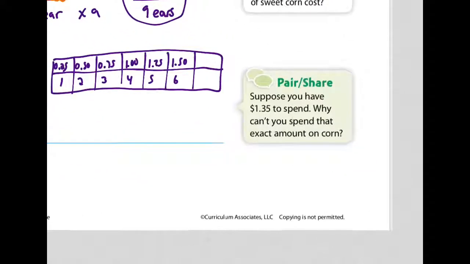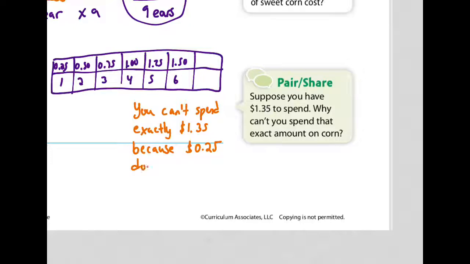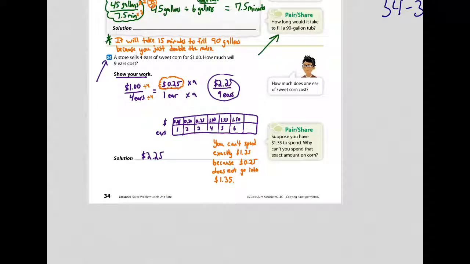So I'm going to write my answer here, and you could write it with me. You can't spend exactly $1.35 because 25 cents does not go into $1.35. Okay, so if you have to pause the video to get your answer, you can do that. So that's my part of the pair share. On the next page, you're going to be doing your part. All right, let's go to page 35 if you're ready.